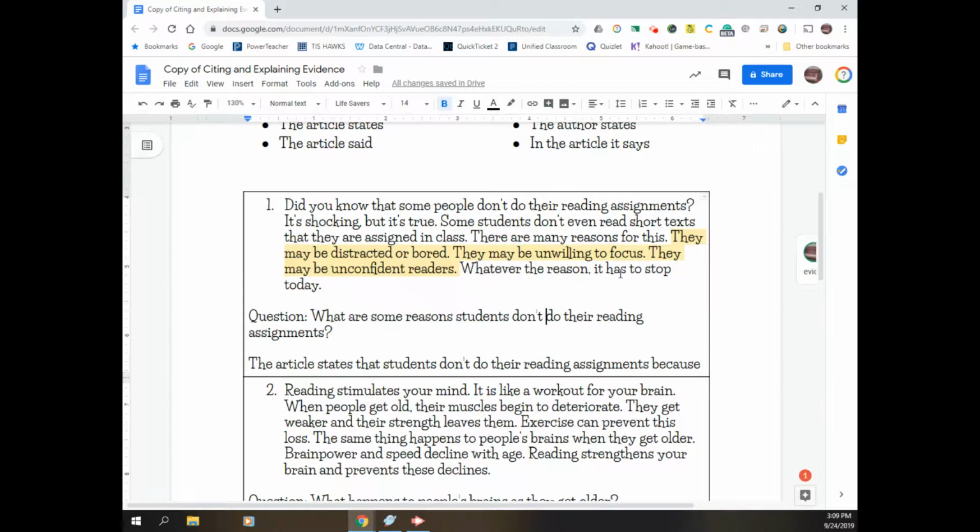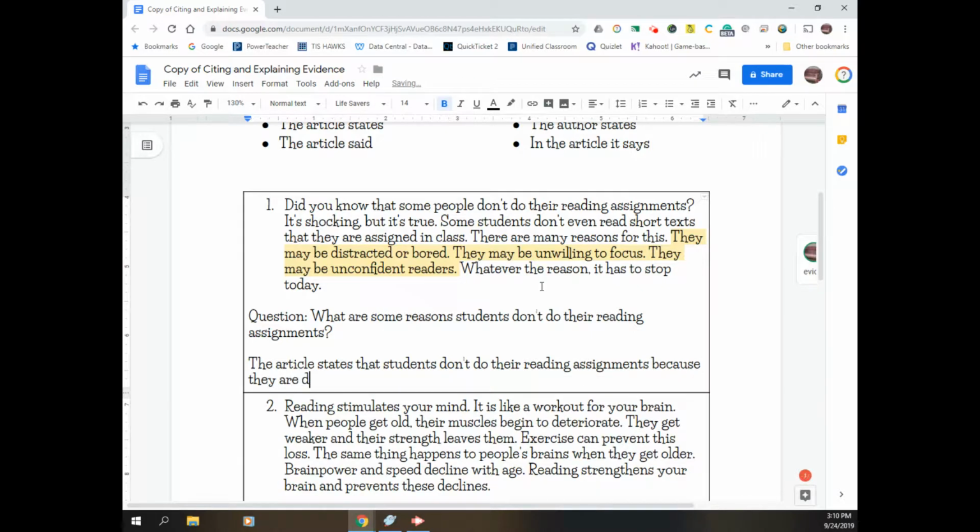Okay, so now we have the reasons. So now we have to finish our sentence. So the article states that students don't do their reading assignments because, and there's a lot of reasons: distracted, bored, unwilling to focus, unconfident. So let's pick 2 or 3 and write them in our sentence. So the article states that students don't do their reading assignments because they are distracted, bored, or unwilling to focus. Okay, there's my citation. I am citing right here. The article states, I'm citing what the article states right here. I'm putting that right there.